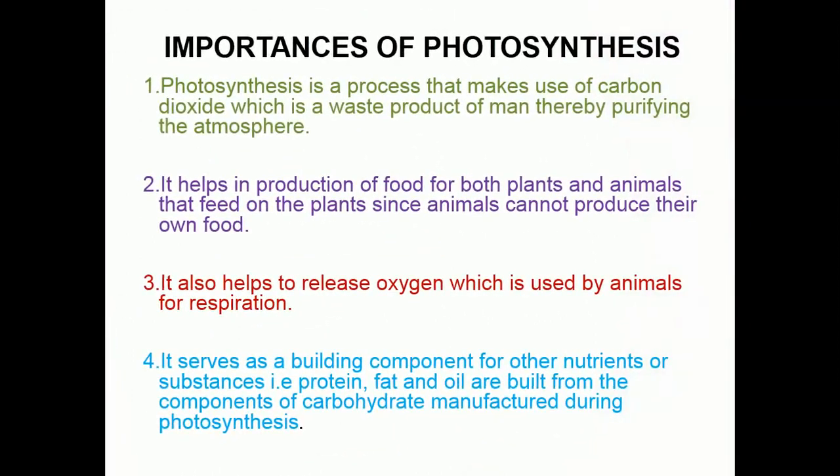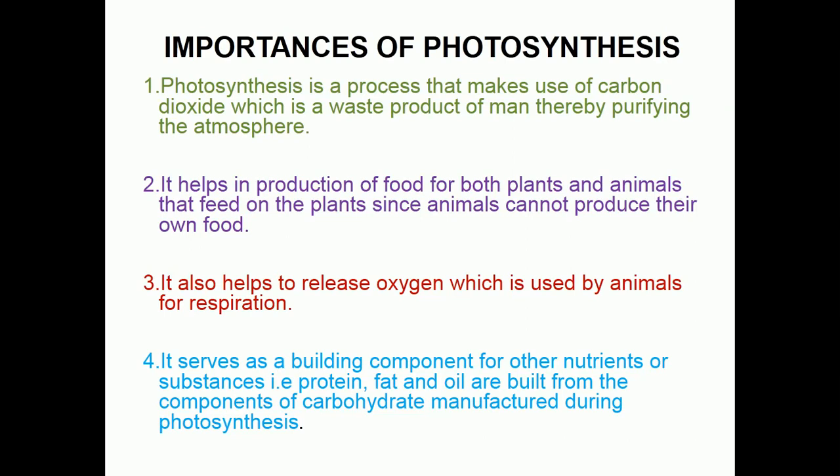Alright, importance of photosynthesis. Number one, photosynthesis is a process that makes use of carbon dioxide, which is a waste product of man or animals, thereby purifying the atmosphere. Yes, animals breathe in oxygen, we breathe out carbon dioxide as our waste product. Now, this carbon dioxide is what plants make use of. So they're actually helping the environment by purifying the atmosphere.